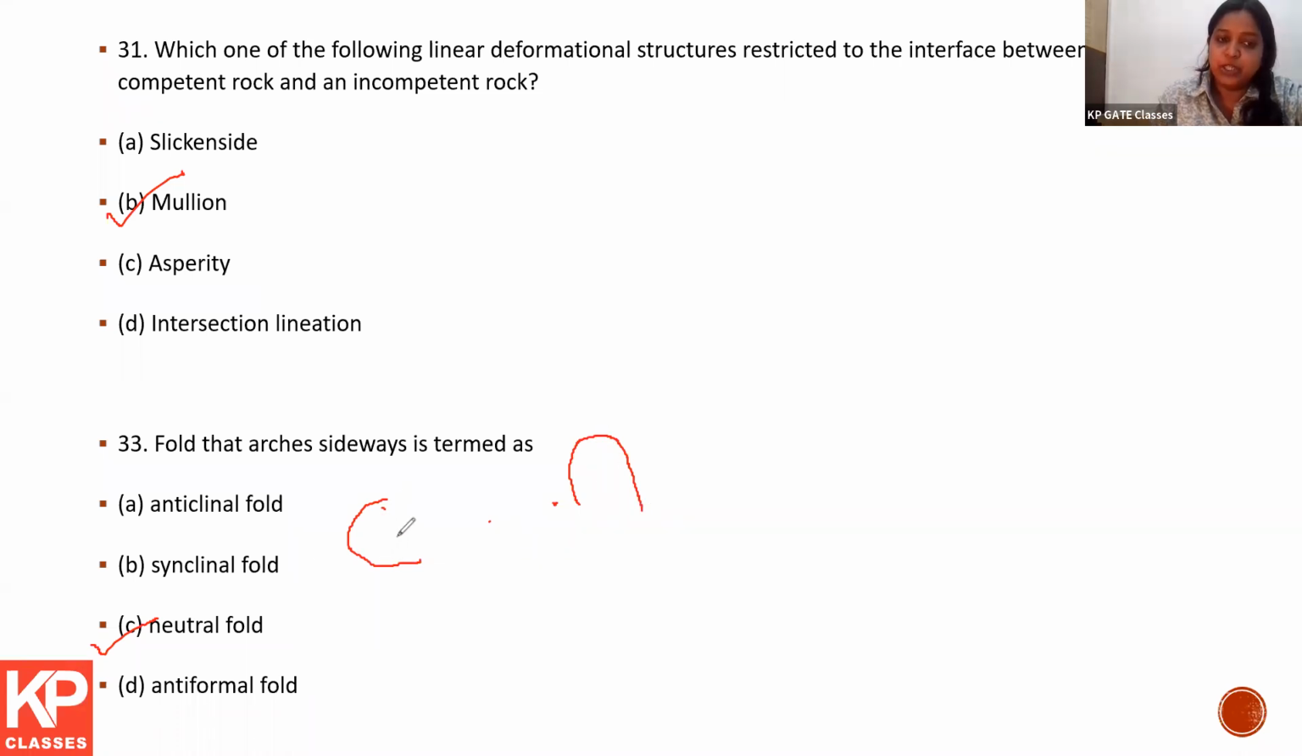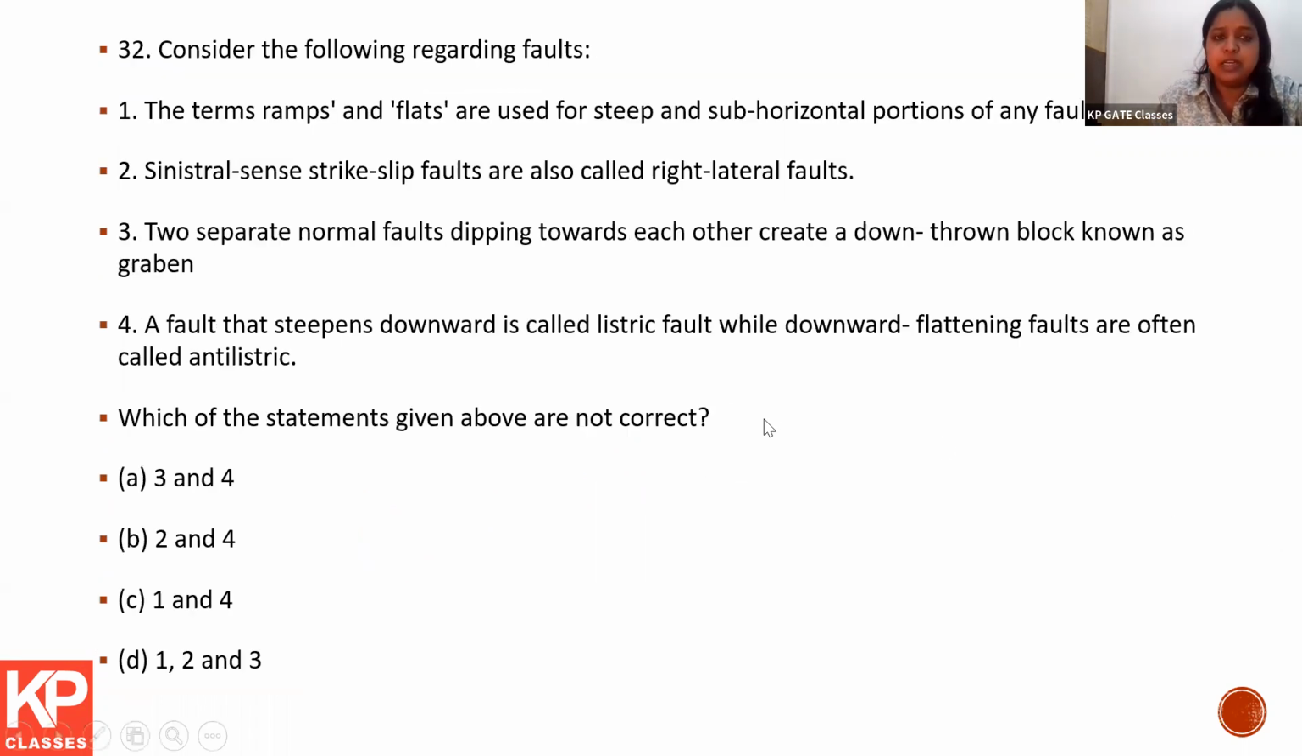Neutral fold is also closure direction when it closes sideways. So this is also a very easy question. Then the next one: consider the following regarding fold. The terms ramps and flats are used for steep and sub-horizontal portion of any fault. Sinistral sense. So which one of the following statements given is not correct?